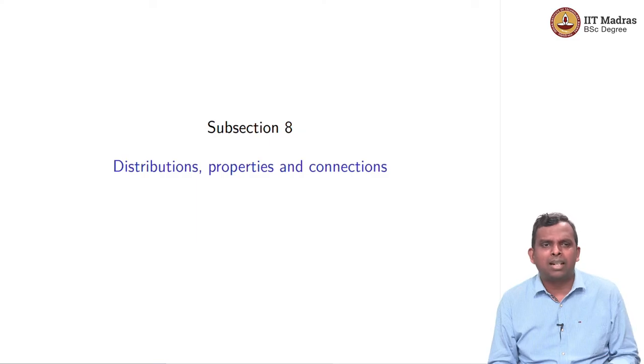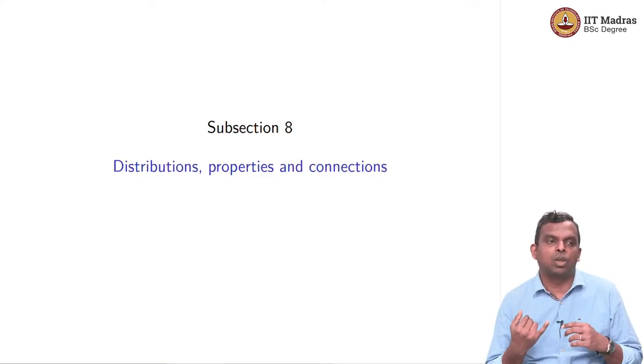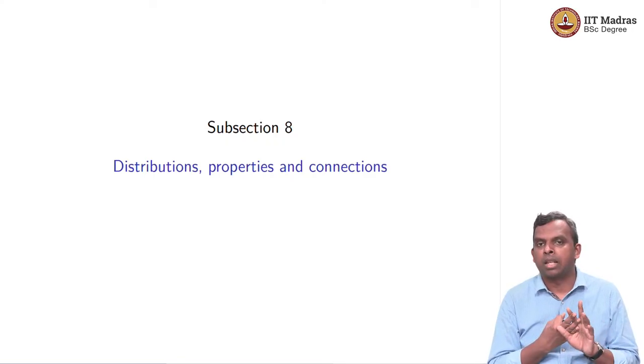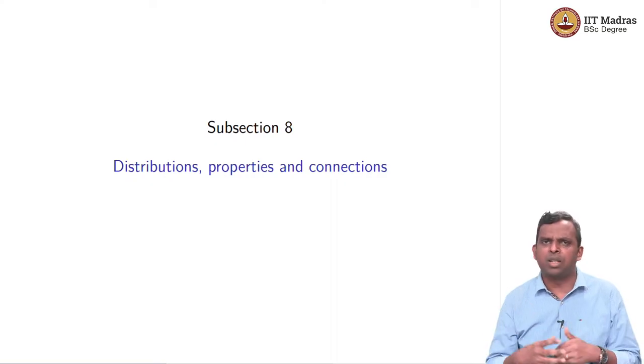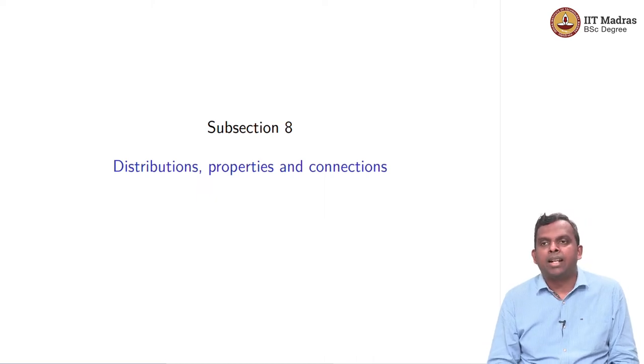Now, we'll step back a little bit and look at some interesting properties of various types of distributions. In fact, there are several distributions. So far, we've seen very few distributions, right? In the continuous world, we saw the uniform distribution, the exponential distribution, and the Gaussian distribution or the normal distribution. But we did not see several other distributions that occur quite often, at least in statistics. Quite often, these other types of distributions occur, and they have a lot of connections between each other.